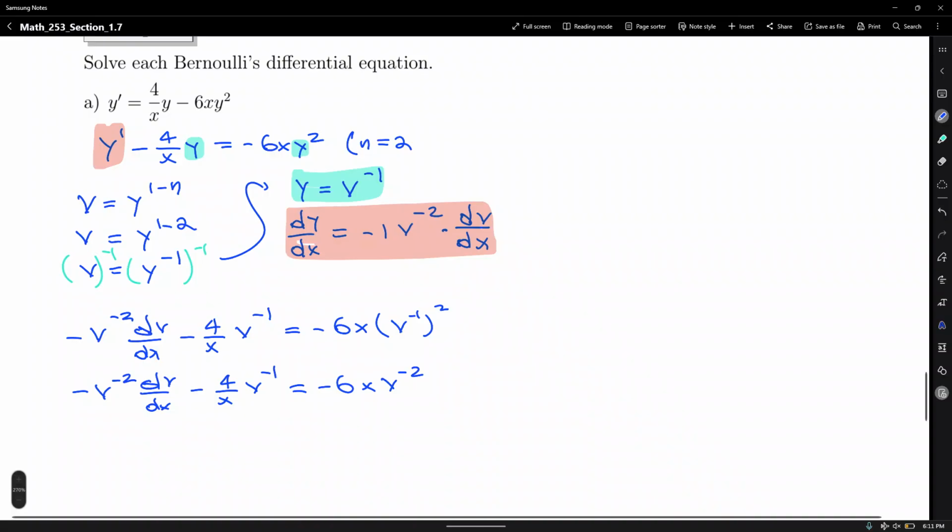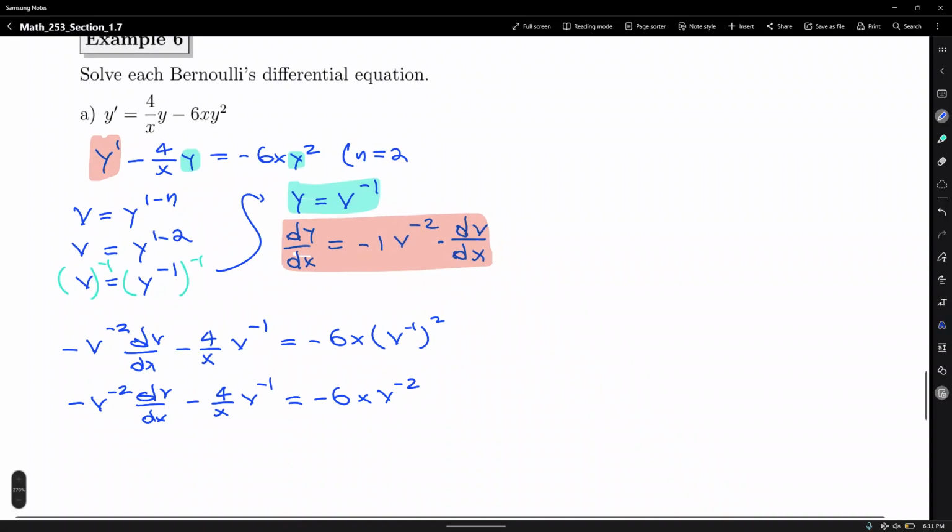So the purpose of the substitution that we just did is to kill that nonlinear term, to turn the differential equation into a linear one. The general form of the linear equation has the dv/dx with a coefficient of 1, isn't it? So this is what I'm going to do. How do we cancel this negative v to the negative 2?